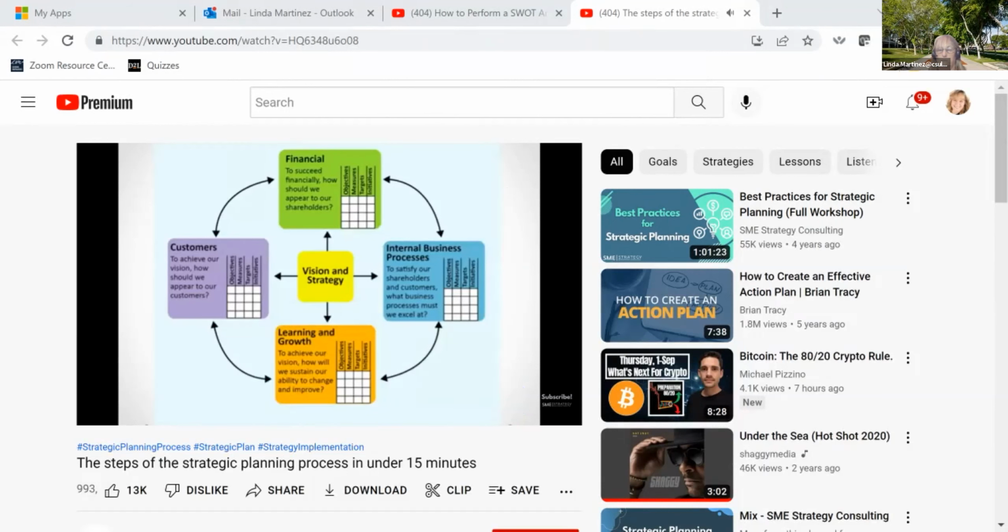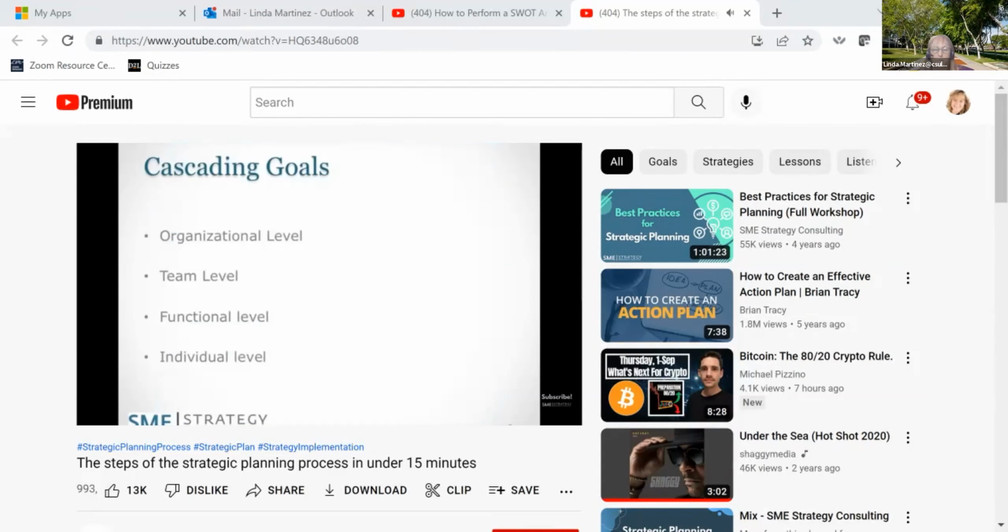So this is the balanced scorecard. You can find this on SME Strategy or anywhere else. Your organization fundamentally does 4 things. There's financial metrics, there's customer metrics, there's learning and growth metrics, and there's internal business processes. And from each, you have objectives, measures, targets, and initiatives that all roll into your strategy and that help you accomplish your vision. So another important piece of that are cascading goals.